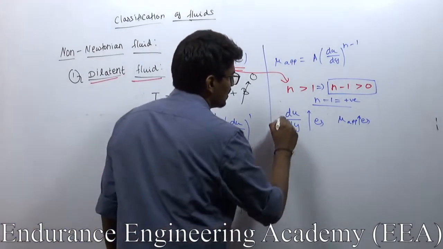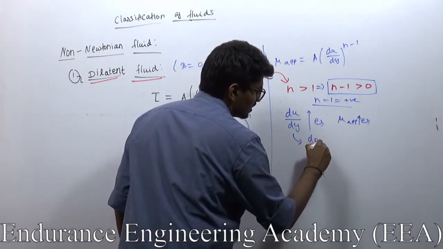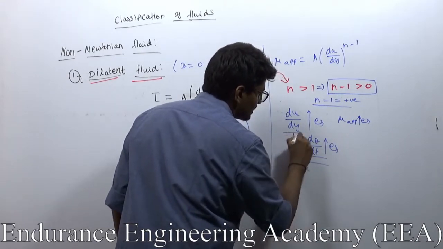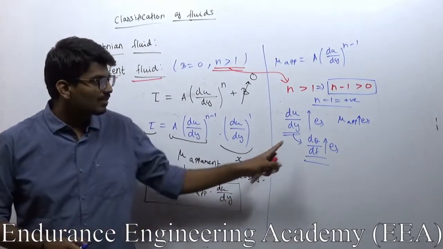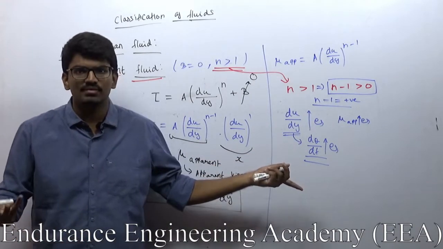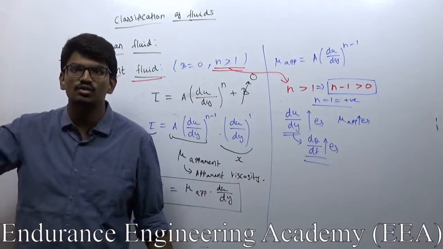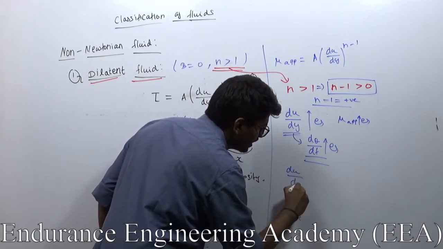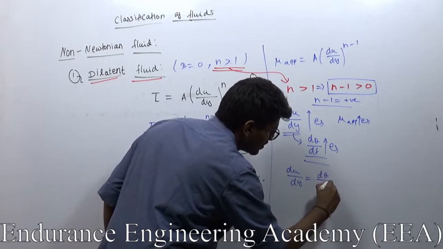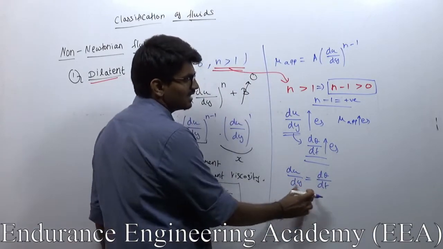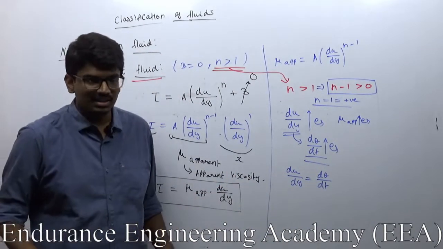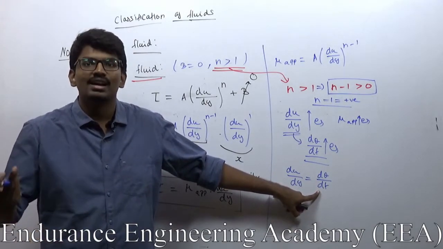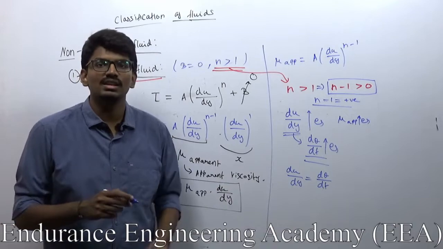Now answer me. This du by dy is nothing but d theta by dt. So d theta by dt, du by dy, both are same. We already discussed. Just go back to the initial video which we discussed. du by dy is equal to d theta by dt. So if this increases, it indirectly means that d theta by dt increases. So this is nothing but rate of shear strain or rate of angular deformation. This is nothing but velocity gradient.